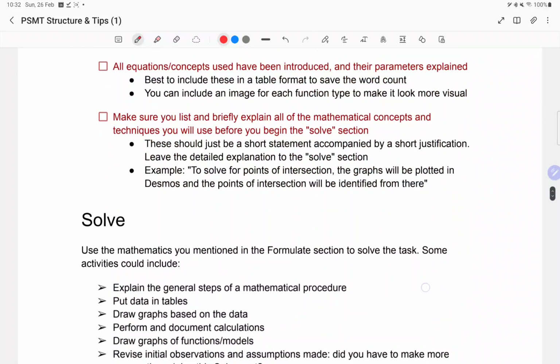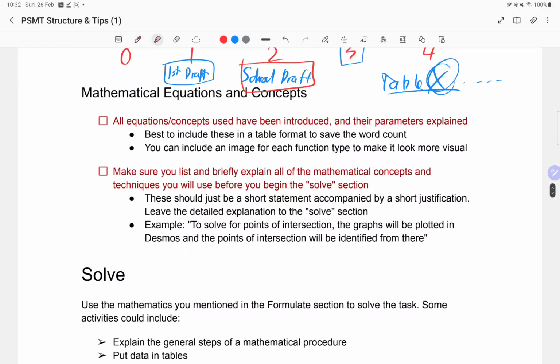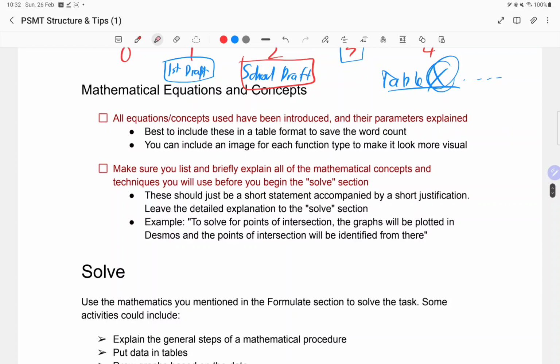Okay, next would be mathematical equations and concepts. So you guys will be explaining the equations and concepts, and then talk about the parameters. So for you guys, exponential equation. Okay, and what techniques will you use? Regression. Okay, so essentially so far we've got the exponential equation, and then your exponential regression.